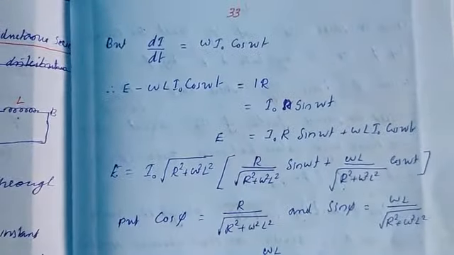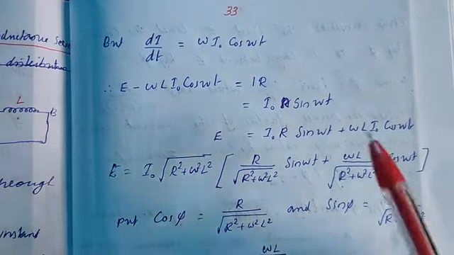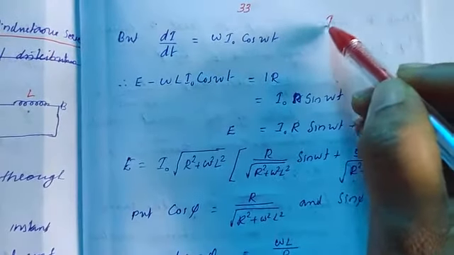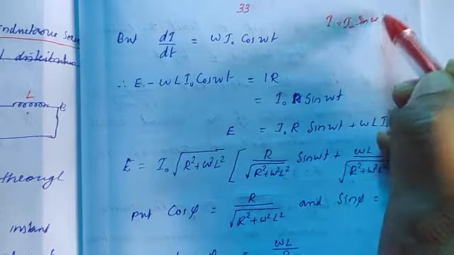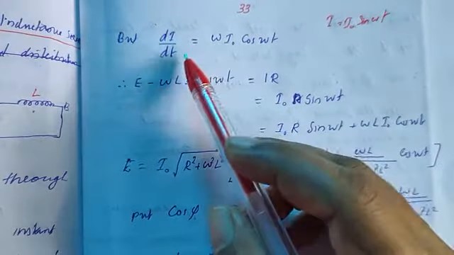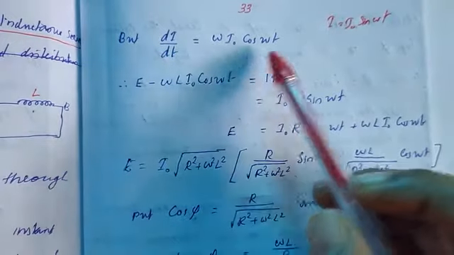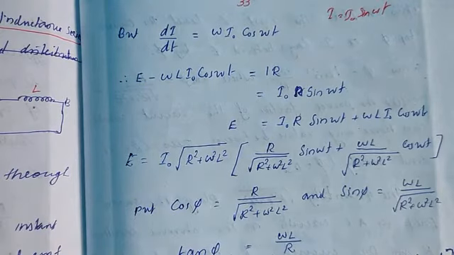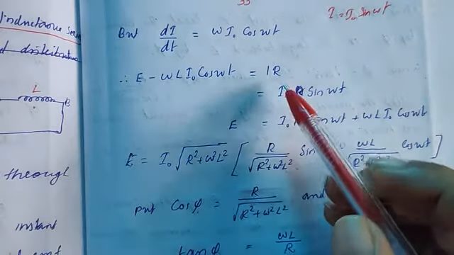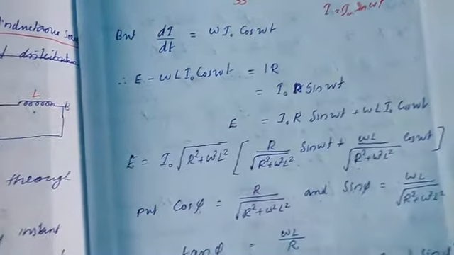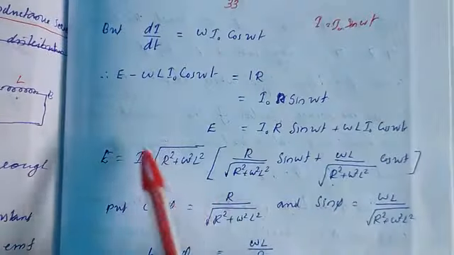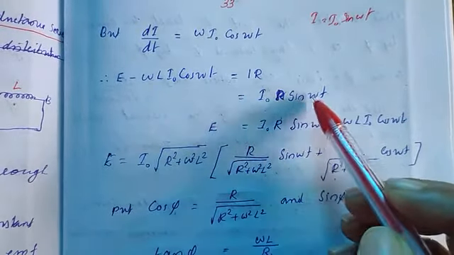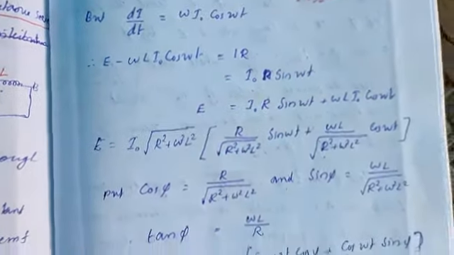But di by dt can be represented as omega I0 cos omega t, which will be obtained from the equation I is equal to I0 sin omega t. Differentiating this will give you di by dt, which is this. So E minus L into I0 cos omega t will give you I into R. This is the EMF equation of this LR series combination circuit, where I is I0 sin omega t. So this is I0 R sin omega t.